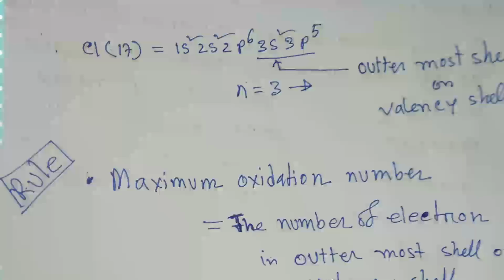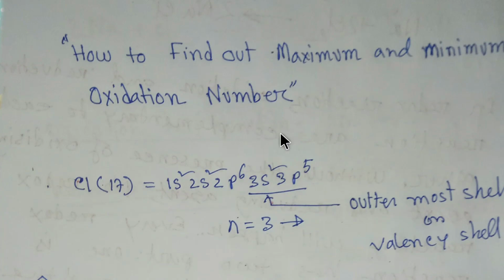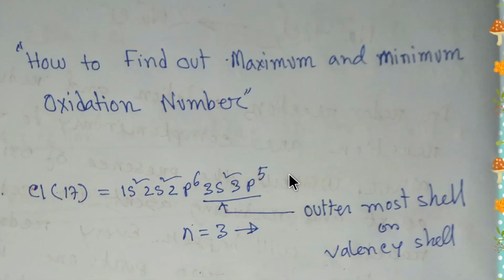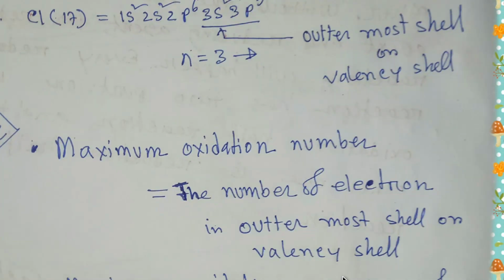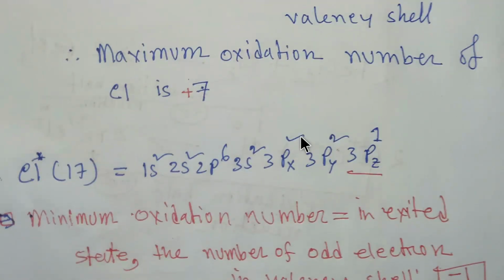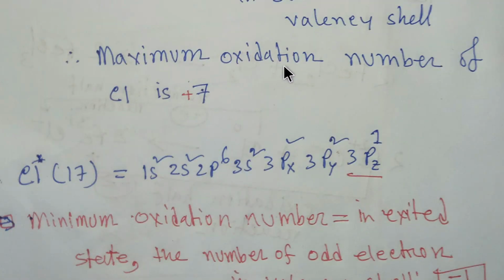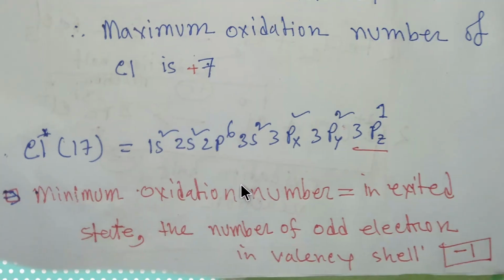And in case of minimum oxidation number we'll take just a minus sign. Well, so here is the maximum oxidation number of chlorine, plus 7. Now we will find out the minimum oxidation number of chlorine.